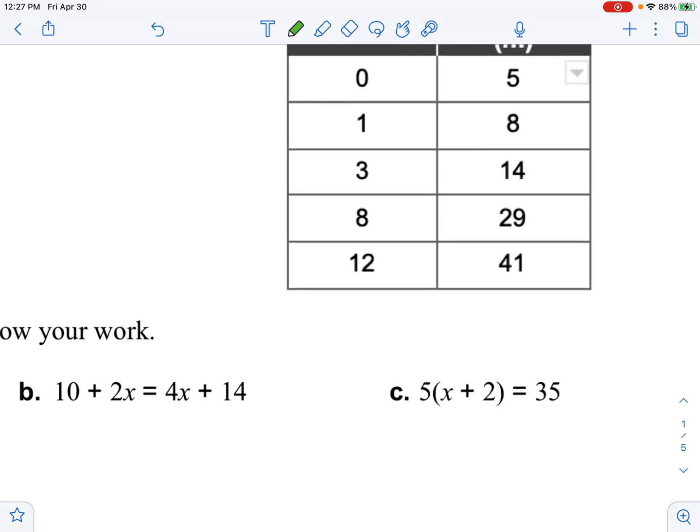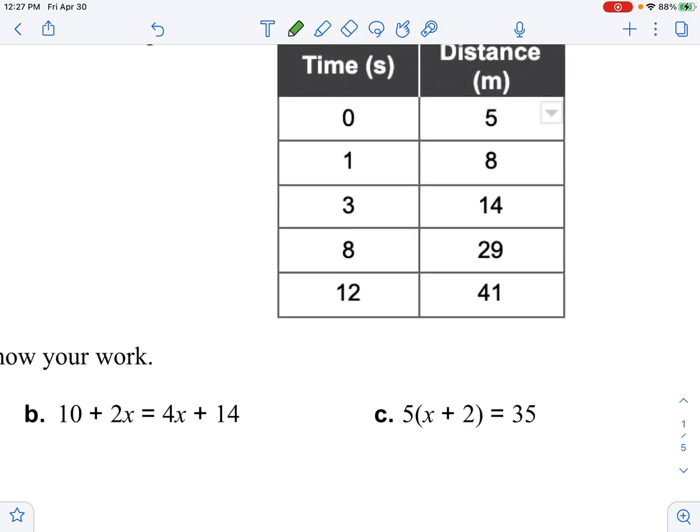So I'm going to look at how much they change between each one. So let's go between here. Between 1 and 3, it changes 2, and between 8 and 14, it changes 6.